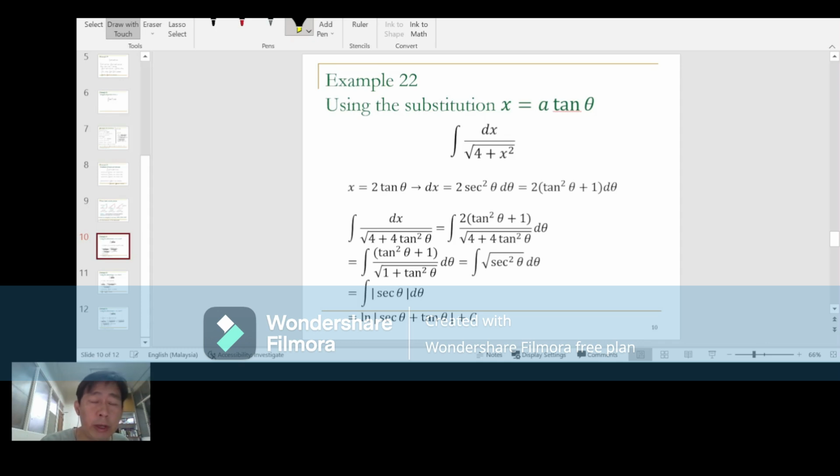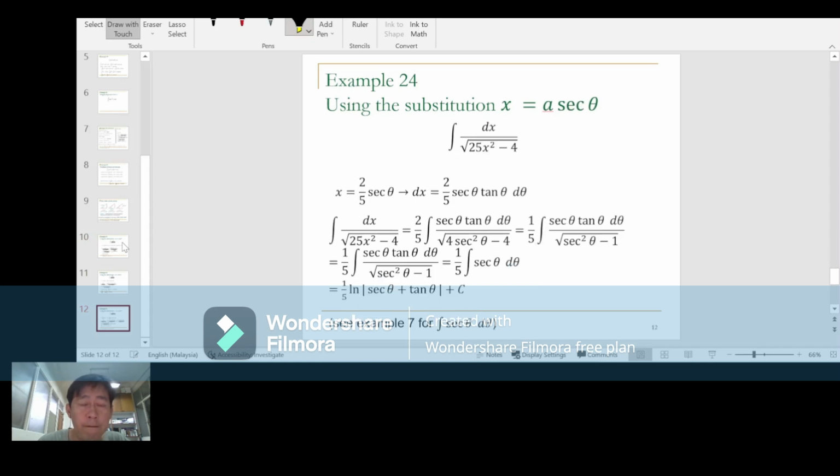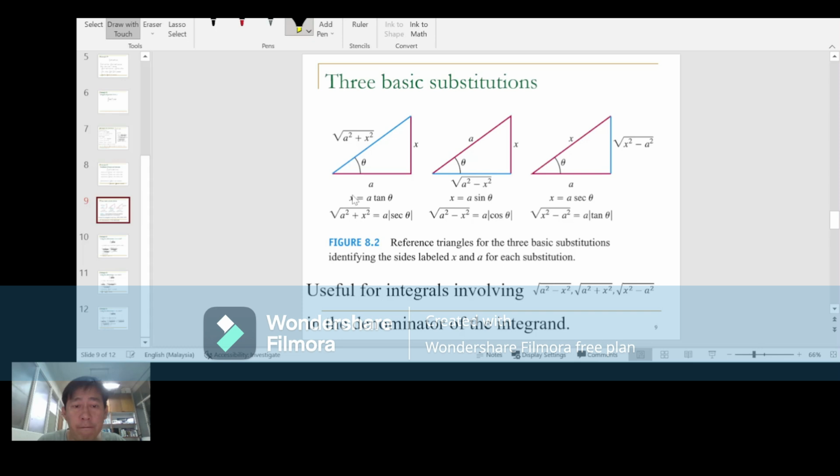In this video, we are going to discuss integrations as shown in example 22. Example 22, example 23, and example 24 form a group of integration type. In these three examples, the integrand involves expressions in the form of the square root of a squared plus x squared, or the square root of a squared minus x squared, or the square root of x squared minus a squared, where a is a constant.